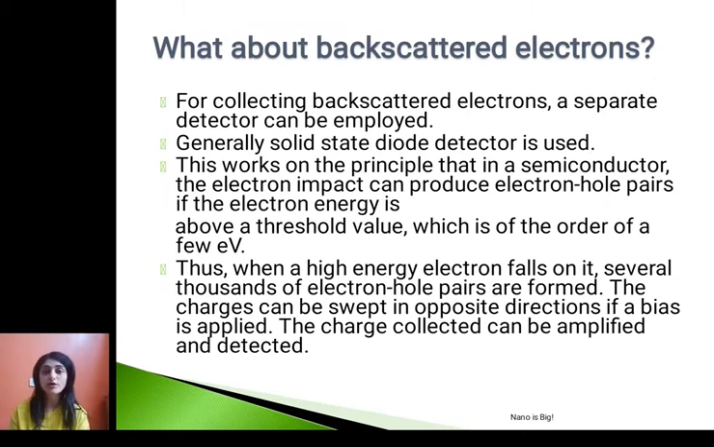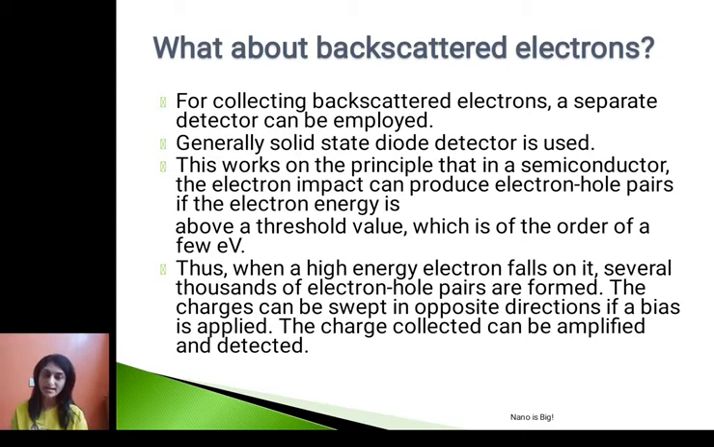Now, apart from secondary electrons, we have backscattered electrons also. So what about backscattered electrons? For collecting backscattered electrons, we use another type of detector. Generally, we use a solid state diode detector. This solid state diode detector works on the principle that in a semiconductor, the electron impact can produce electron hole pairs if the electron energy is above a threshold value, which is of the order of a few electron volts. So that same principle we use over here.